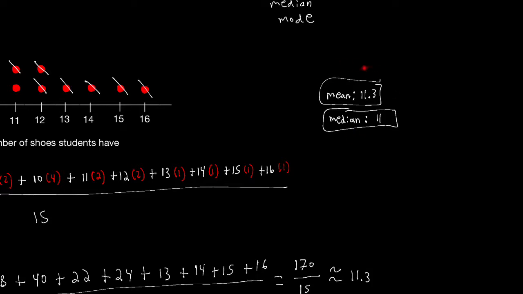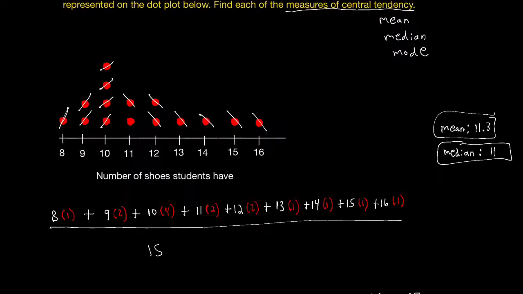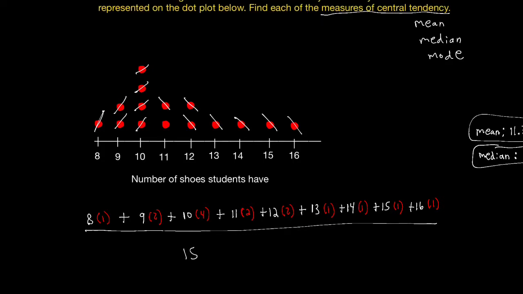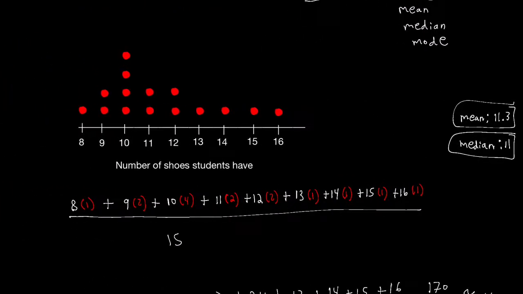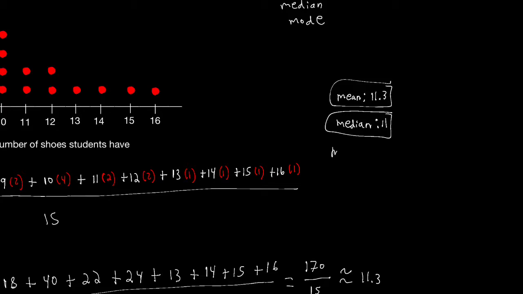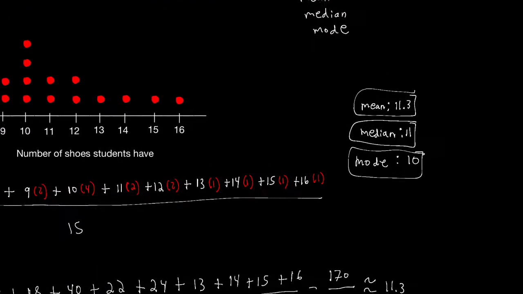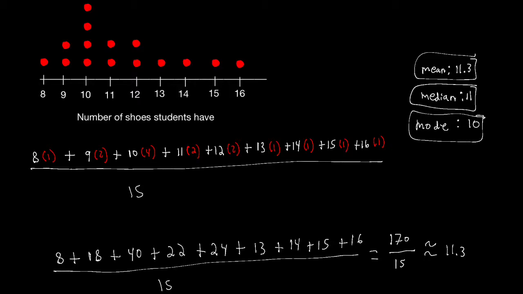Okay, now the last measure of central tendency is the mode. And the mode is actually the easiest one. So let me clear this up a little bit for you. The mode is basically the value that has the highest peak. So you can clearly see that the mode here is 10 because 10 has the highest peak. So we can write that the mode is 10. And we have all three measures of central tendency. Okay, try the next set of problems and I'll see you back on example 3.